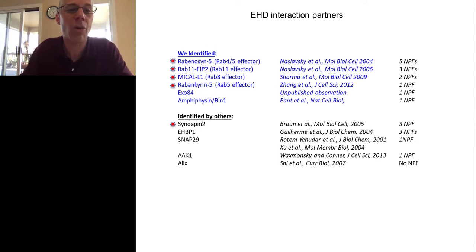And the ones with the stars are ones that we identified. Some of them are identified by other labs. And I don't think this is a complete list. And today I'm going to be telling you about a new protein that we've identified that interacts with EHD1 independently of the EH domain and NPF motifs.